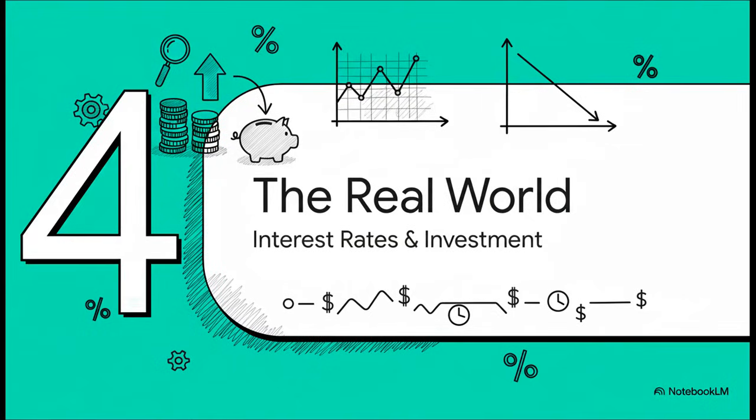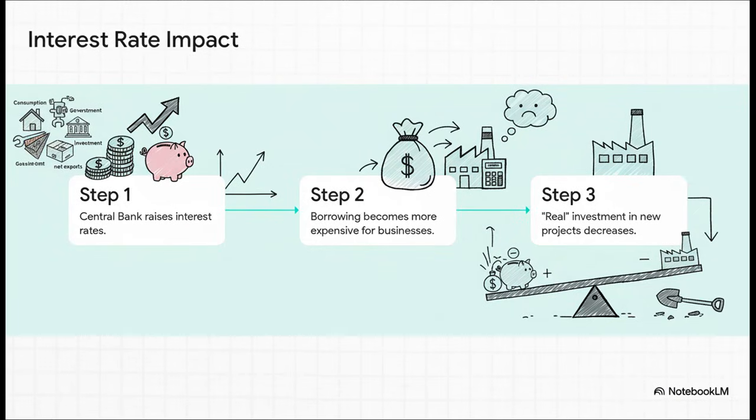Okay, so if this real investment is so important for building the economy, what makes it go up or down? Well, one of the biggest factors is something you probably hear about in the news all the time: interest rates. The connection here is actually pretty simple. When the central bank raises interest rates, it gets more expensive for businesses to borrow money, right? So that company thinking about building a new factory might hold off. Higher rates generally mean less investment. And, you guessed it, lower rates mean more investment.